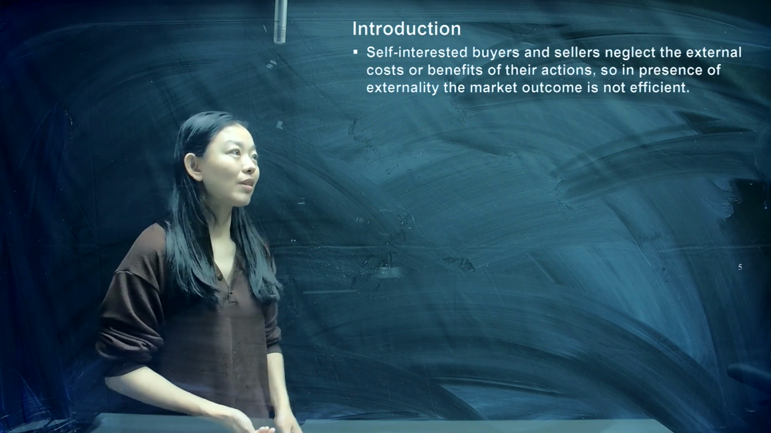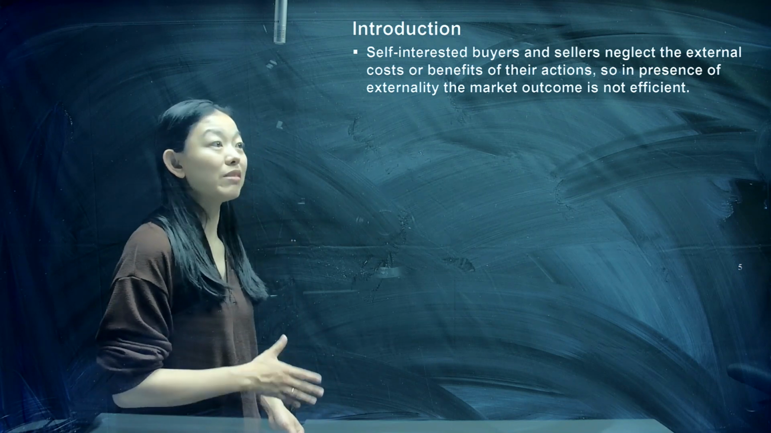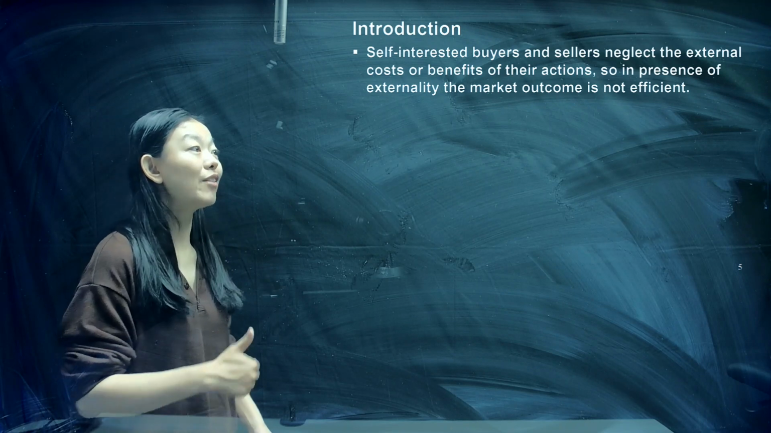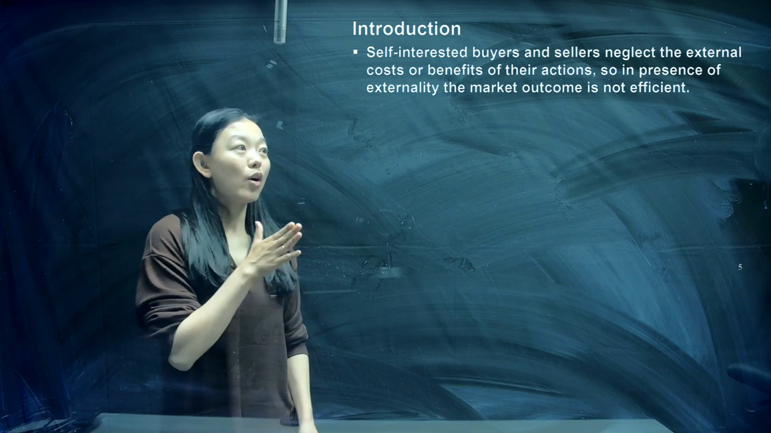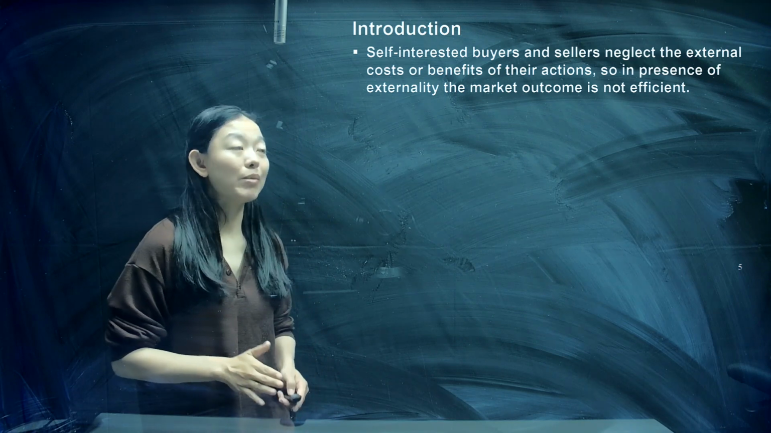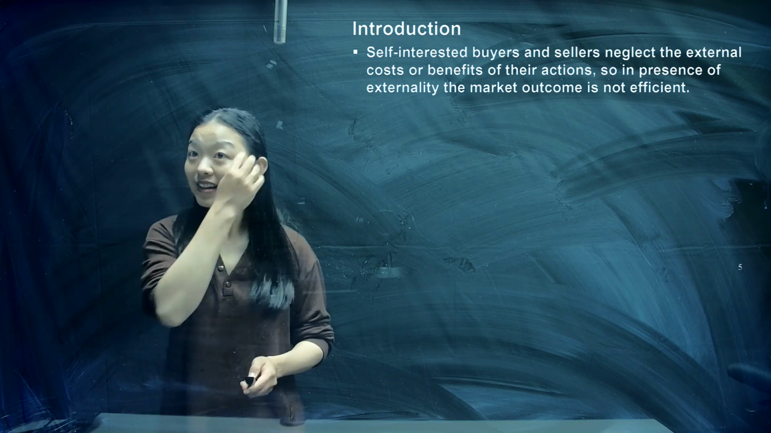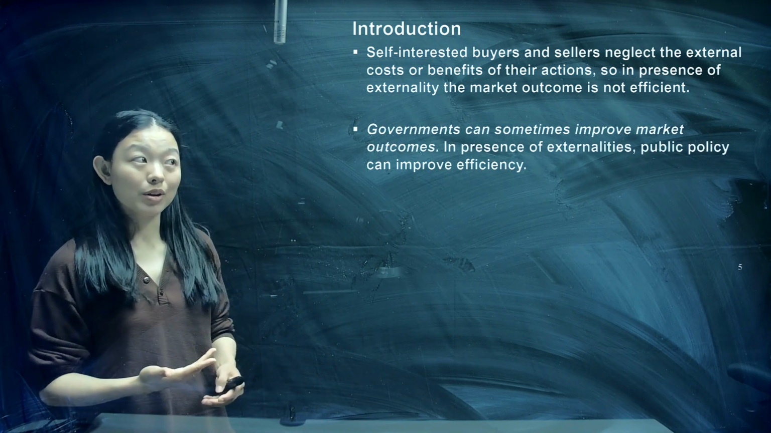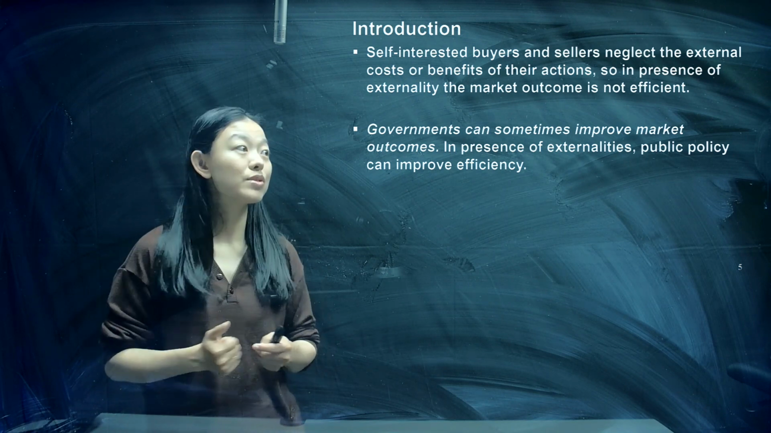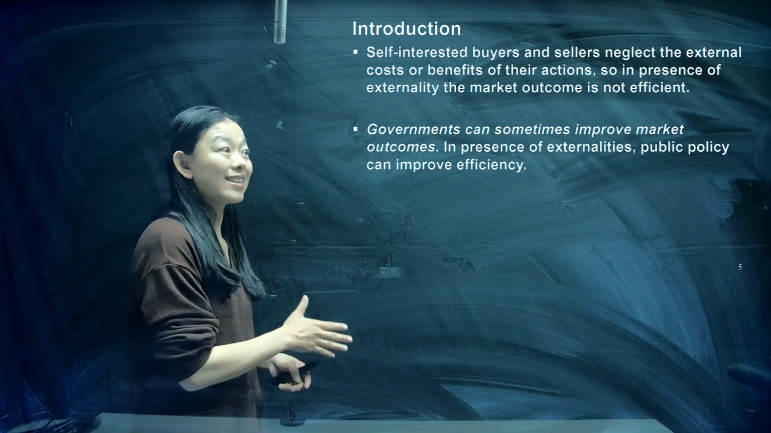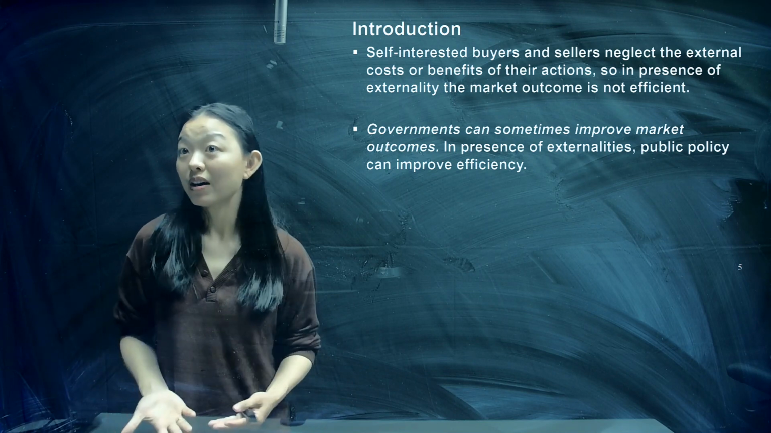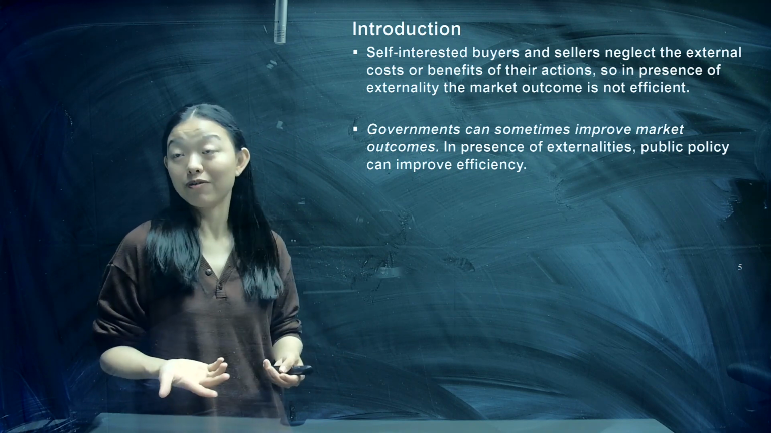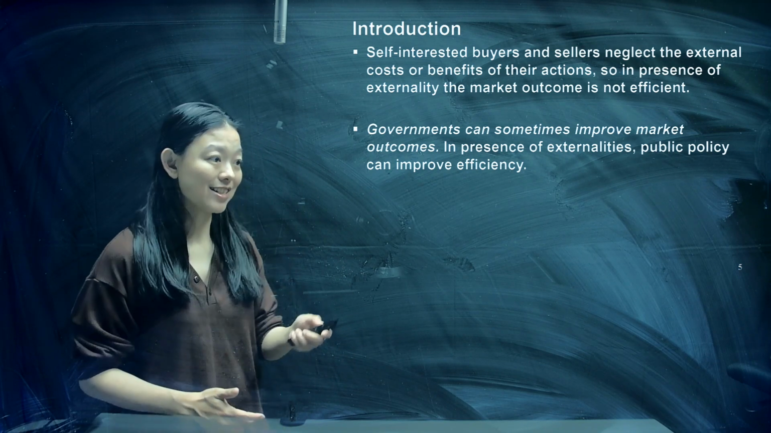Now, self-interested buyers and sellers always neglect the external costs or benefits of their actions. So with externality, the market outcome is not efficient. Governments can sometimes improve the market outcome with externalities. Sometimes we use public policy, such as a tax or a subsidy, to improve the efficiency if the market suffers from externality.